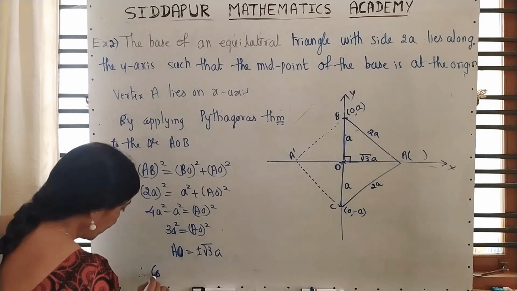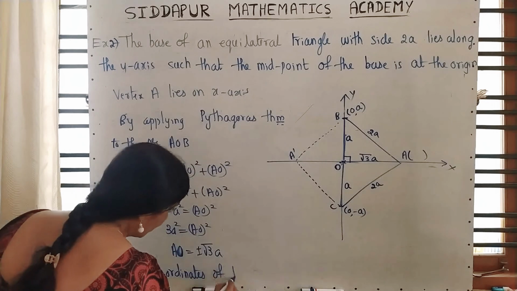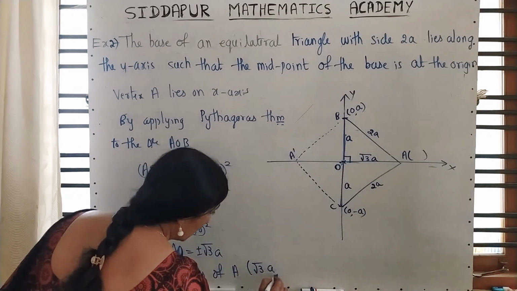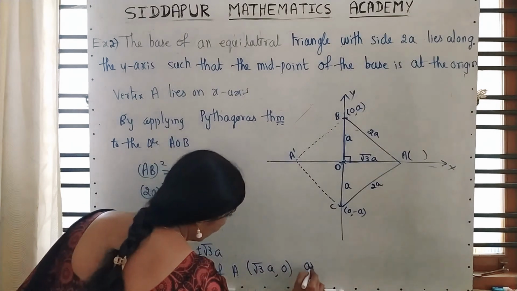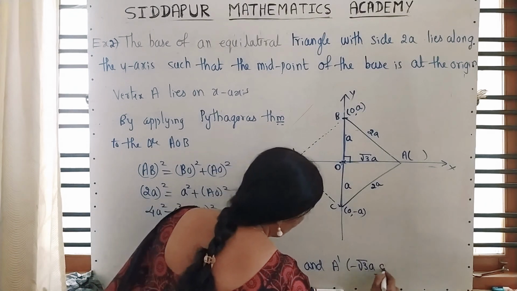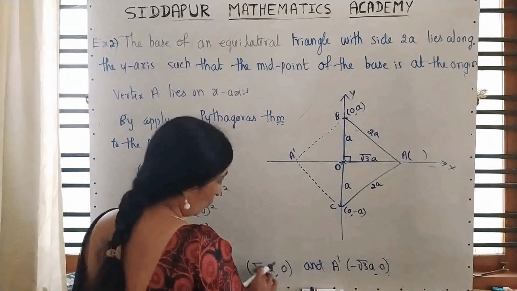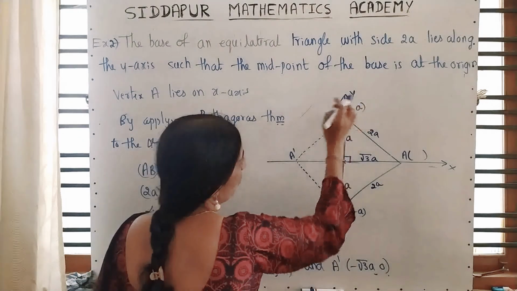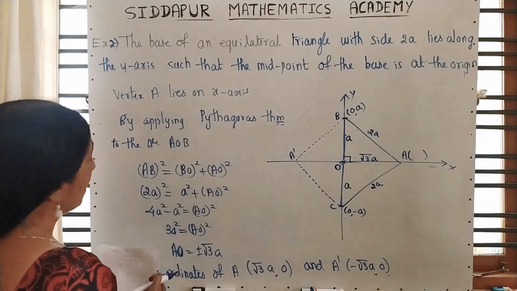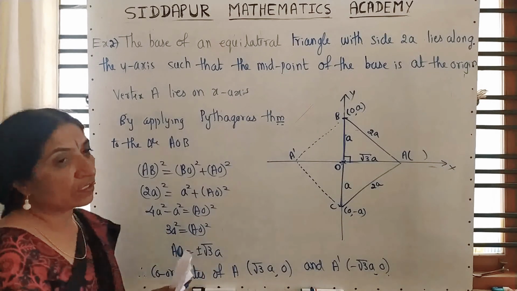Therefore, coordinates of A, it is on x-axis, root 3a comma 0 and A dash is minus root 3a comma 0. Therefore, the vertices are A root 3a comma 0, B 0 comma a, C 0 comma minus a. So, they are asking the vertices of an equilateral triangle. Understood? Now, moving to the third example.